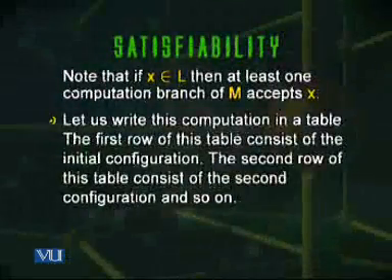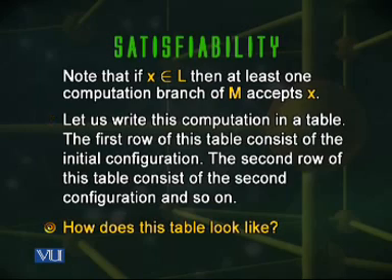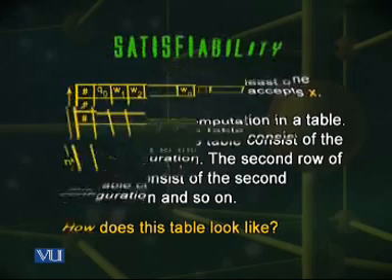Now what we can do is take that particular computation, which is an accepting computation of M on x, and write it in a table. So let us write this computation in a table. The first row of this table will consist of the initial configuration of the machine on the input x. The second row of this table will consist of the configuration after one step, and so on. How would this table look? Let's have a look at this table.